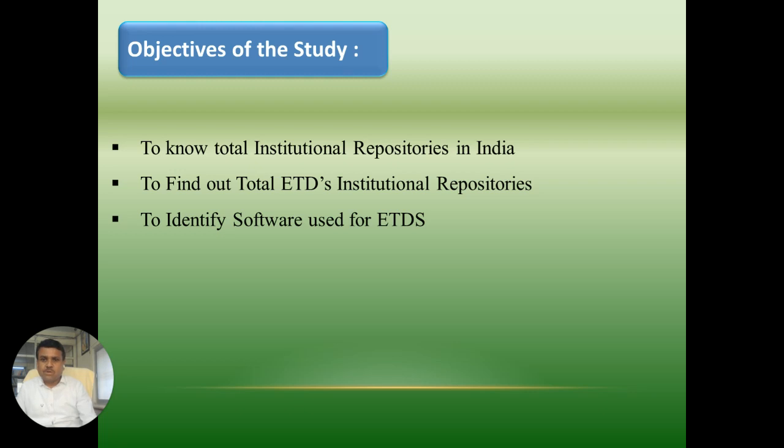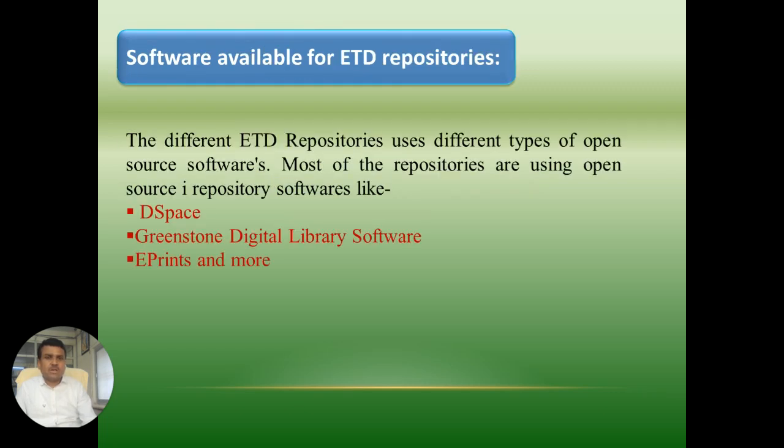Objectives of this study: to know the total institutional repositories in India, find out the total ETD institutional repositories, and identify the softwares used for ETD, softwares available for ETD repositories. The different ETD repositories use different types of open source softwares. Most of the repositories are using open source repository software like DSpace, Greenstone Digital Library Software, and ePrint, and so on.